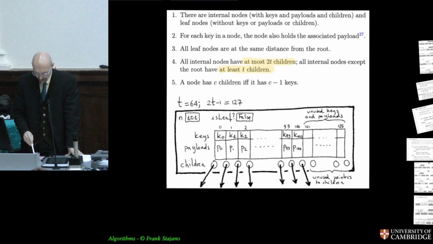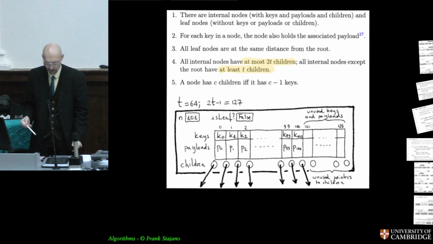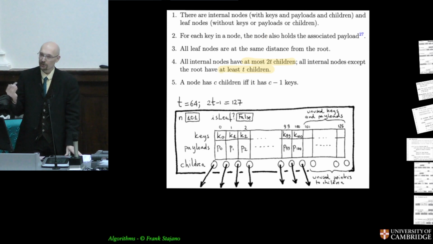All leaf nodes are at the same distance from the root. That's the property of the 2, 3, 4 trees. In fact, it was the B trees that were invented first, and then they were ported back to memory as 2, 3, 4 trees by setting t equal to 2. And then out of that grew the red-black trees. This one is what we started discussing.